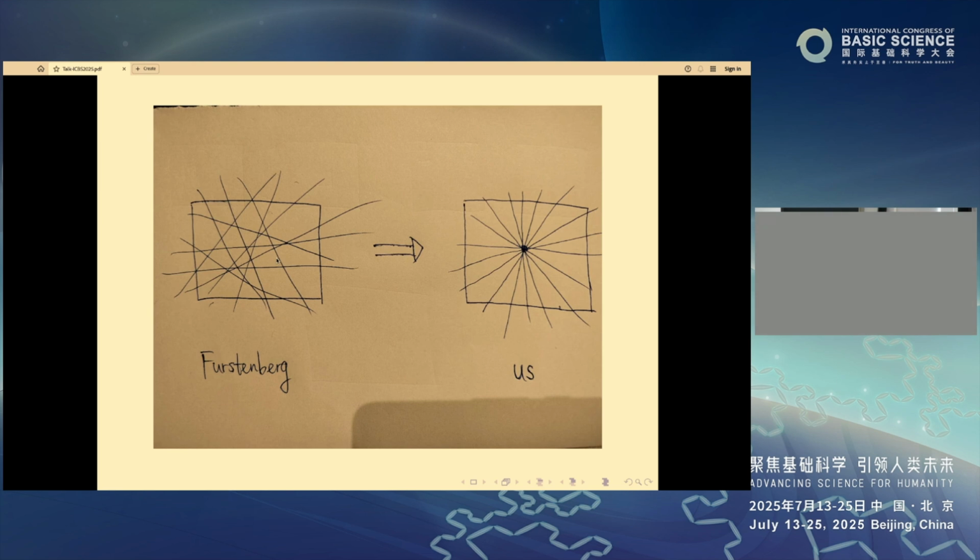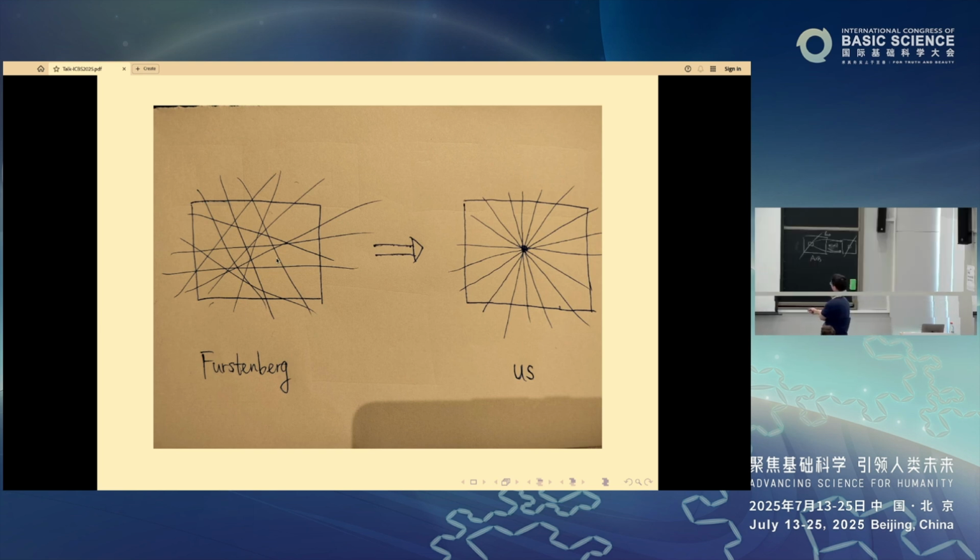Yeah, so this is what I do in my proof. This is the picture of Fürstenberg, and what I have done is to try to show that there exists a subfamily of slices. They all pass through a small, extremely small ball. You just think of that as one point.